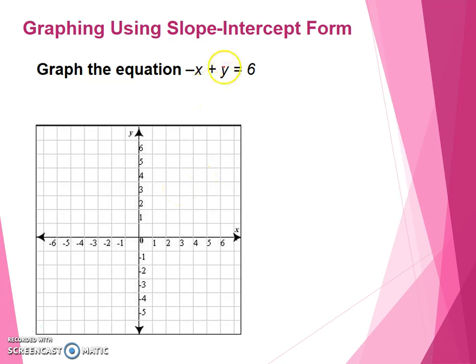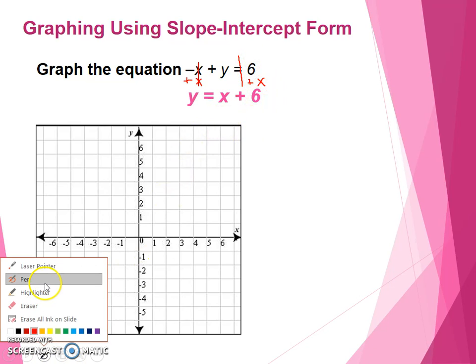So I need to get y by itself here. How am I going to get y by itself? I need to get rid of this negative x. I need to move that to the other side. And so to do that, I'm going to add x to both sides of my equation. Doing that is going to allow me to cancel out that term. And so I'm left with y by itself on the left side equals 6 plus x, or I could write it as y equals x plus 6.